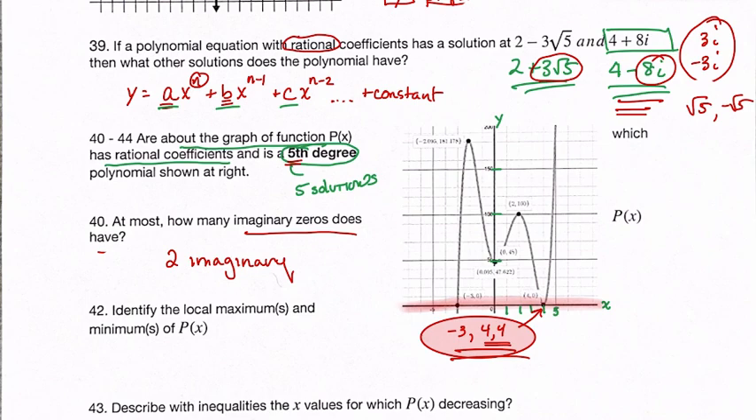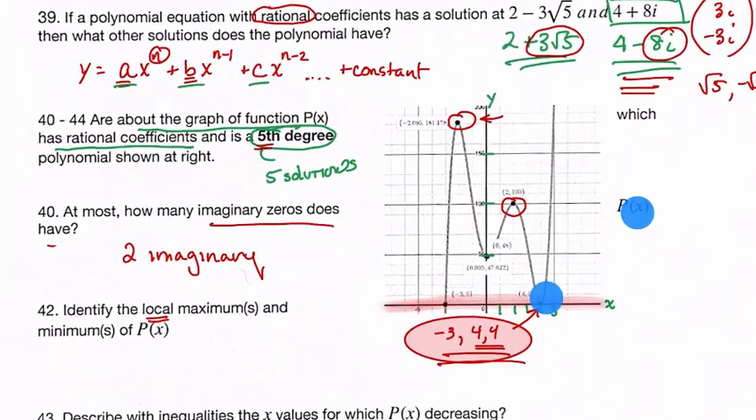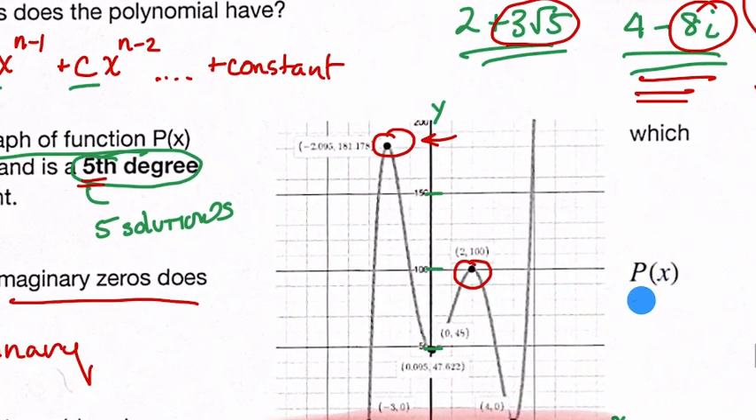Identify the local maximum. So now I'm on question number 42. Identify the local maximum and minimums of it. Let's see here. Well, here's a maximum. There's a highest point. But that's an absolute maximum, not a local. Locals are ones that are just high compared to points around them. So this actually has 2 local maximums. One of them is also an absolute maximum. Okay, but they are both locals, as well as this one being 2 things.